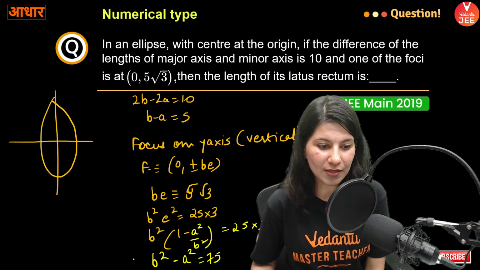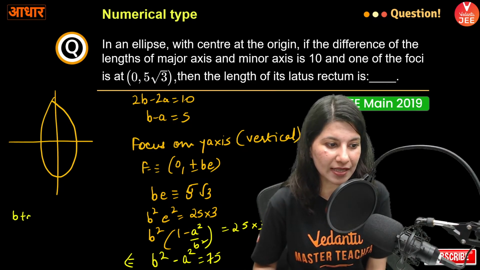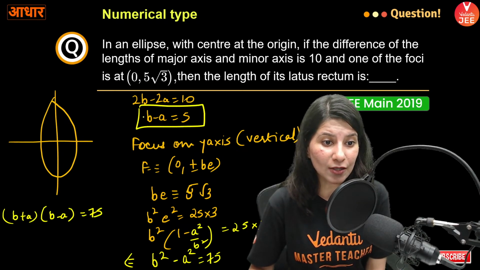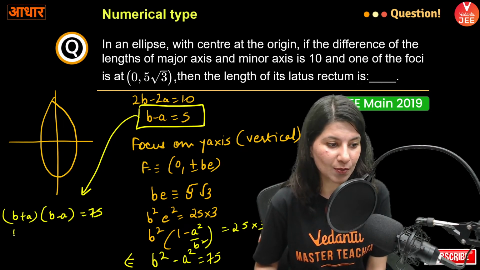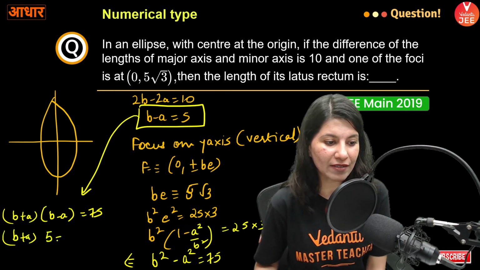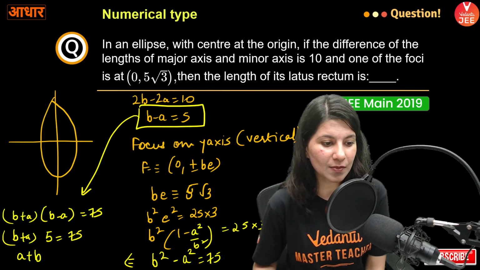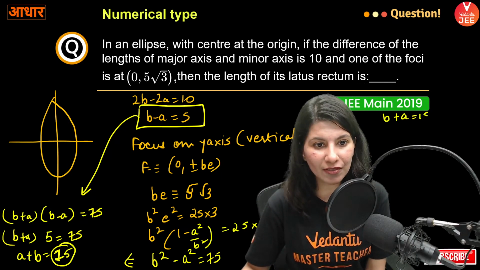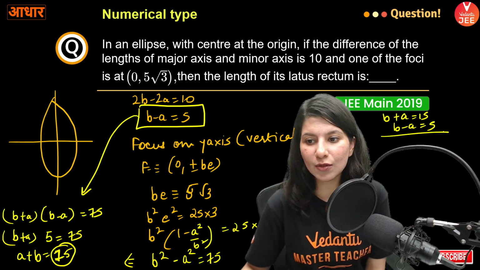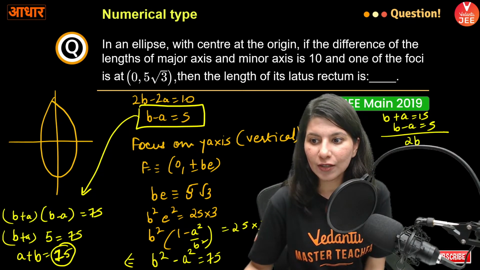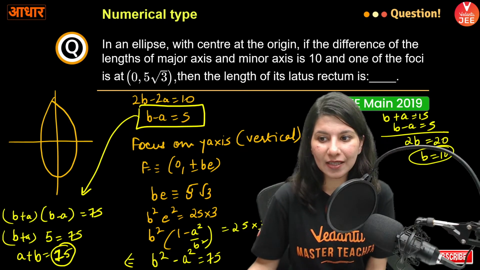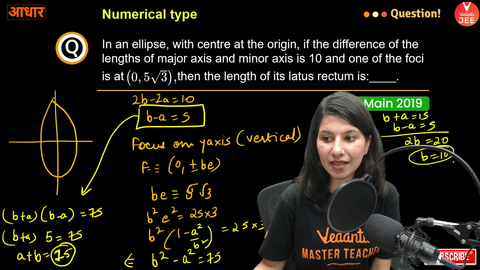Okay. So now this will give you B plus A into B minus A is 75. Now B minus A is 5, right? So B plus A into 5 is 75. From here A plus B you will get as 15. So basically what I am trying to say is B plus A is 15, B minus A is 5. Can you just calculate B and A right away? 2B is 20. B is 10, right? So B is 10. Now that B is 10, A will be your 5.